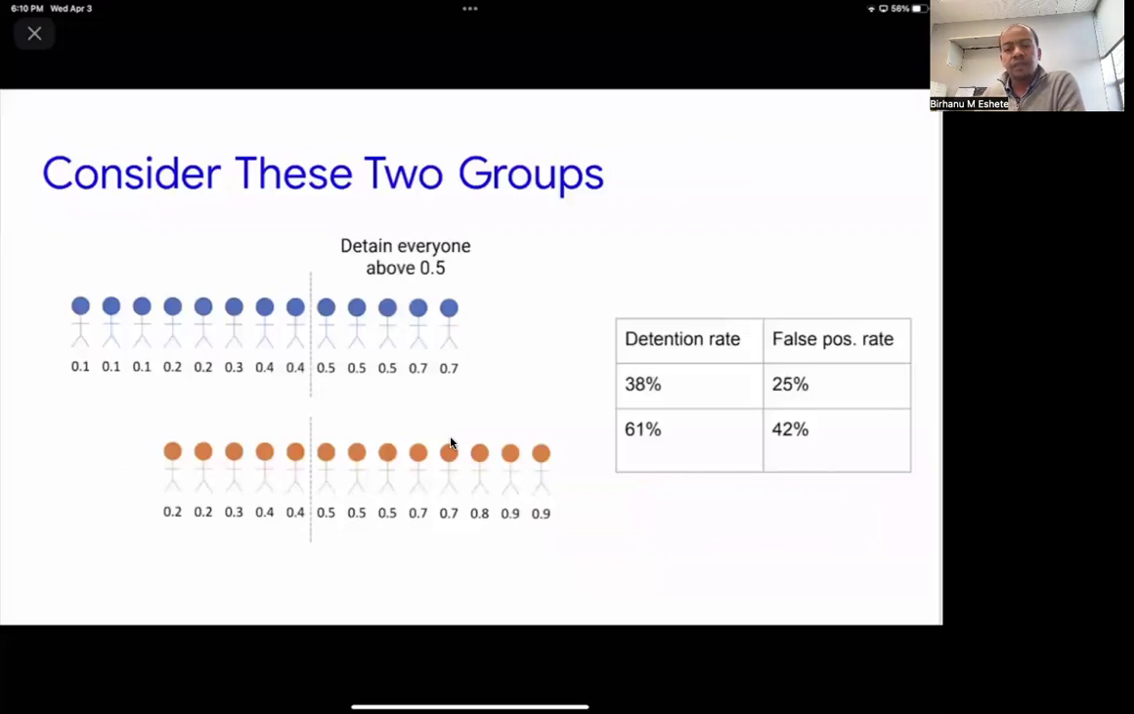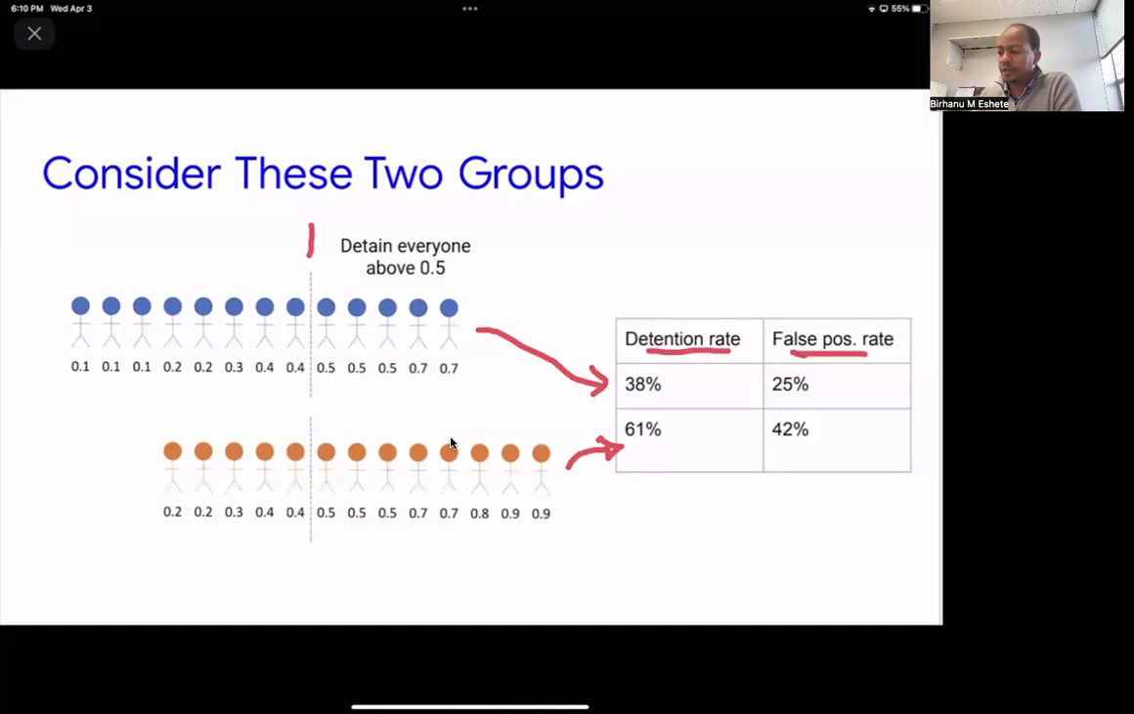Okay, so let me give you a concrete example of why this is not working. So consider these two groups, the blue group and the orange group. The blue group is this group, and the orange group is this group. So what we're looking at is we have a detention threshold. Let's say we're going to detain everyone above 0.5. So these are the cutoff points, right? And we're computing the statistical data, detention rate and false positive rate, okay?